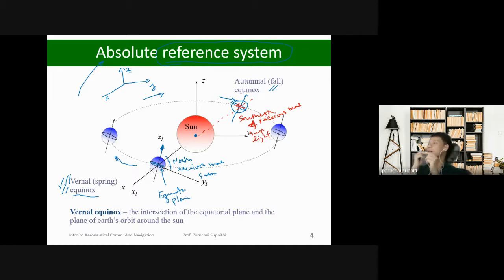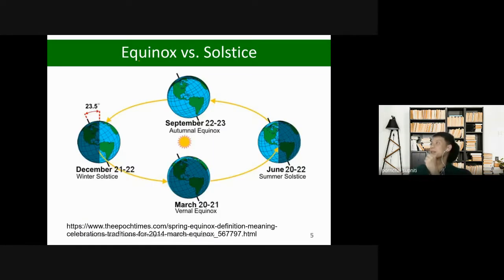For us, because we are at the equator area, it doesn't matter too much. But in general, for equinox, either spring or fall, we have an equal amount of sunshine during daytime and nighttime. Then there are some other pictures as well. This one is the comparison between equinox and solstice. This is the sun. At the moment, we are very close to the autumn or fall equinox.